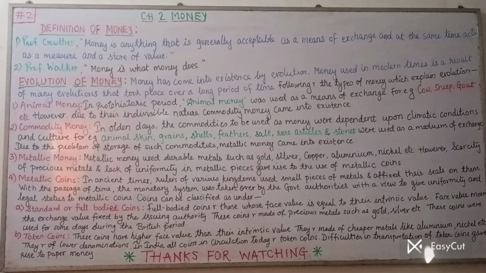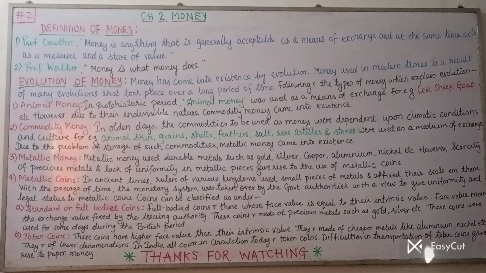What he is doing is considering money from the point of view of satisfying all the important requirements of money, what the money should do. Let us see the definition once again. Professor Crowther, try to remember it. Money is anything, that means anything is money, that is generally acceptable as a means of exchange and at the same time acts as a measure and a store of value. So that's the definition given here.